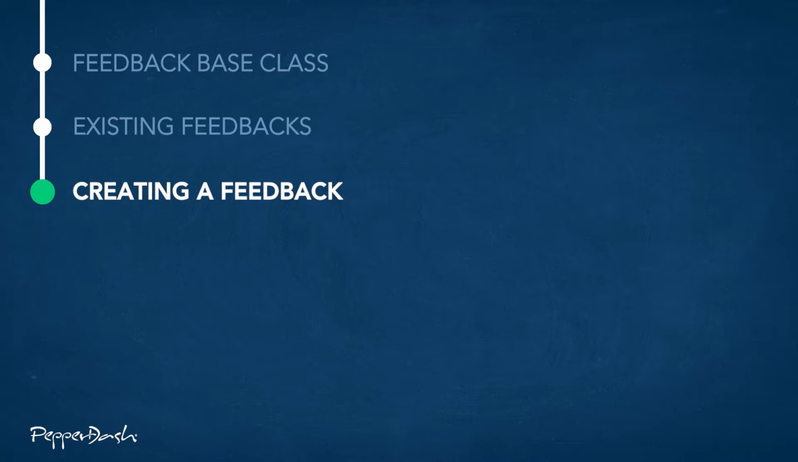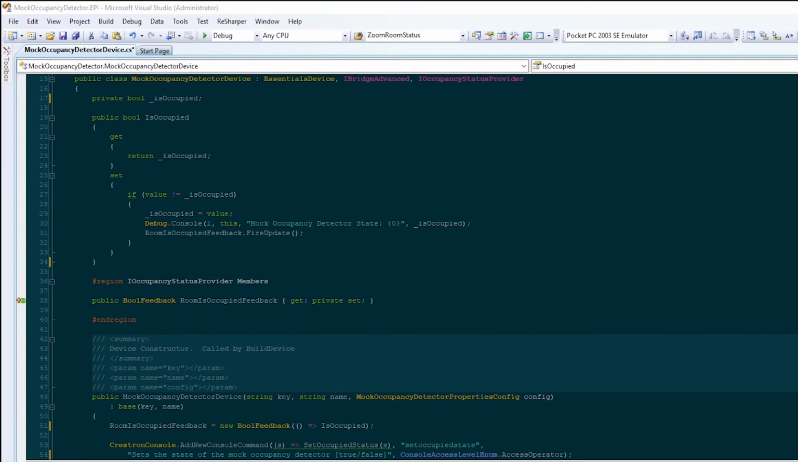Now that we've seen how feedbacks are implemented in Essentials, we've got the bool feedback, the int feedback, and the string feedback. We're going to take a look at how to implement a feedback in your own plugin. We've got the mock occupancy detector device, which we saw Neil go through how to create your own plugin. So check out that video if you want to see how we got to this place. Now we're going to add a raw occupancy feedback to this.